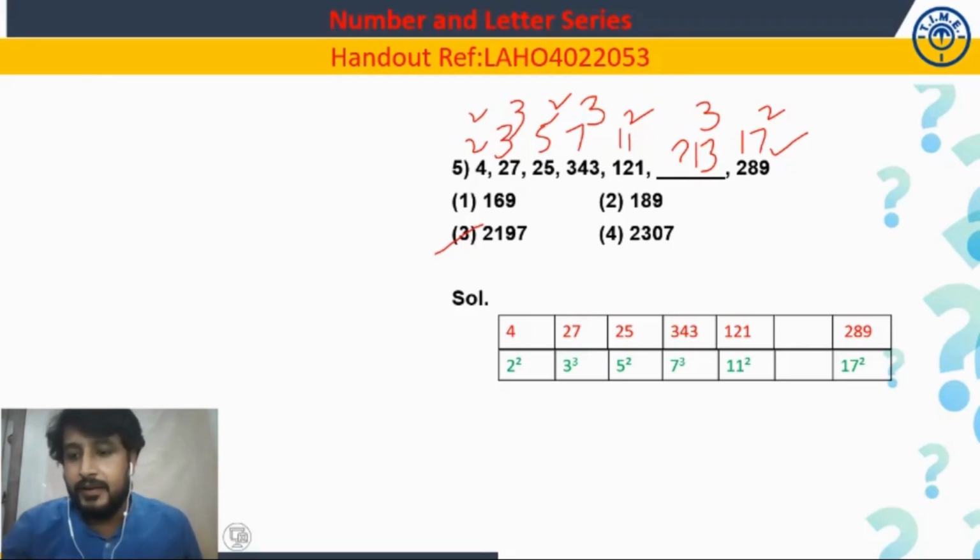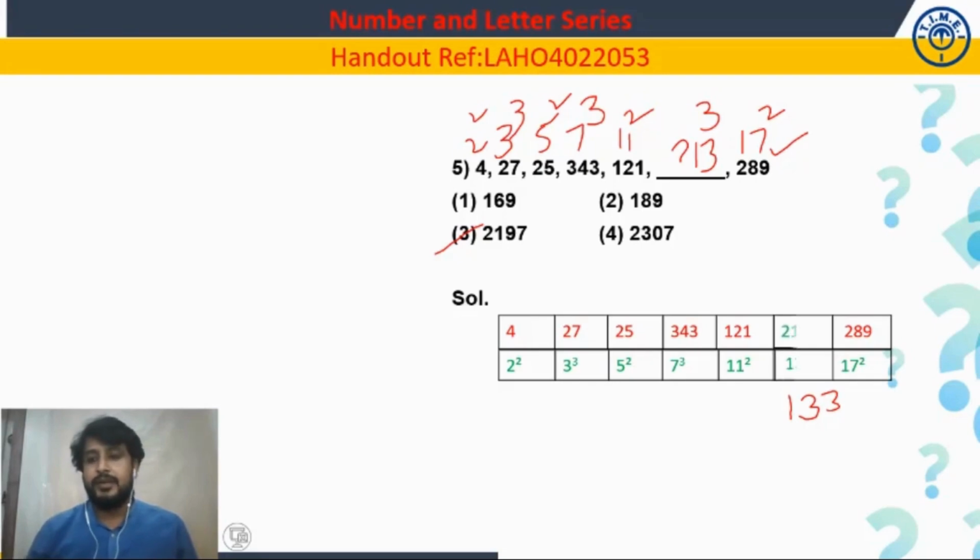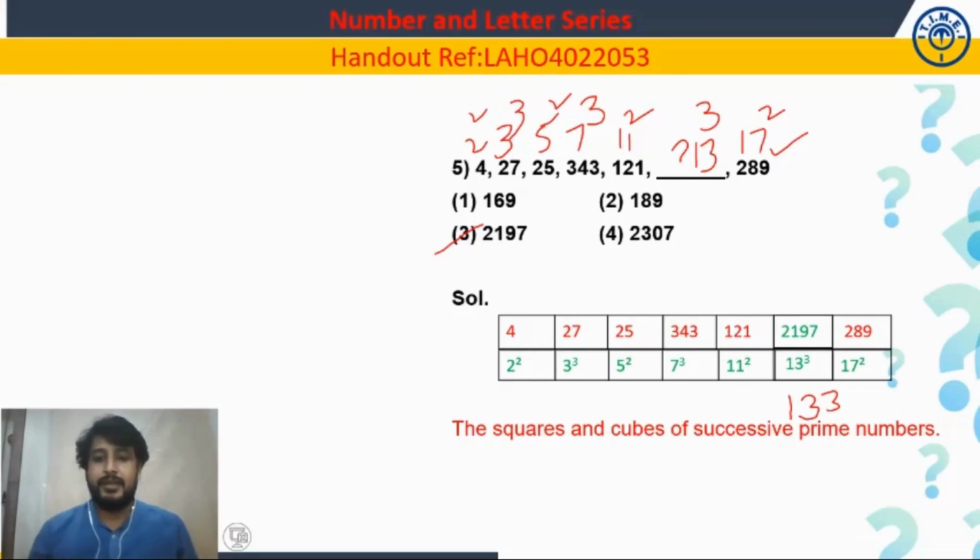Next must definitely be 13. And if you observe the logic, alternately square and alternately cube logic is applied. 2 square, 3 cube, 5 square, 7 cube, 11 square, and then definitely 13 cube and 17 square. 13 cube is 2197. The squares and cubes of successive prime numbers: 2, 3, 5, 7, 11, 13, 17. Choice 3.